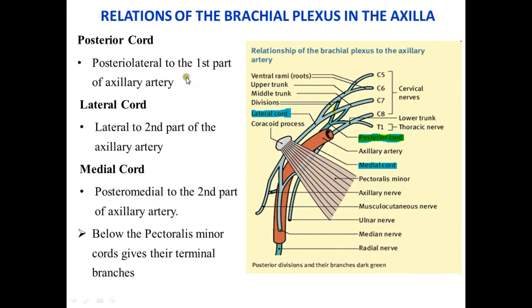Posterior cord, posterior lateral to the first part of the axillary artery. This is the posterior cord. This is the first part of the axillary artery. Now you can see that it is posterolateral to the first part of the axillary artery.